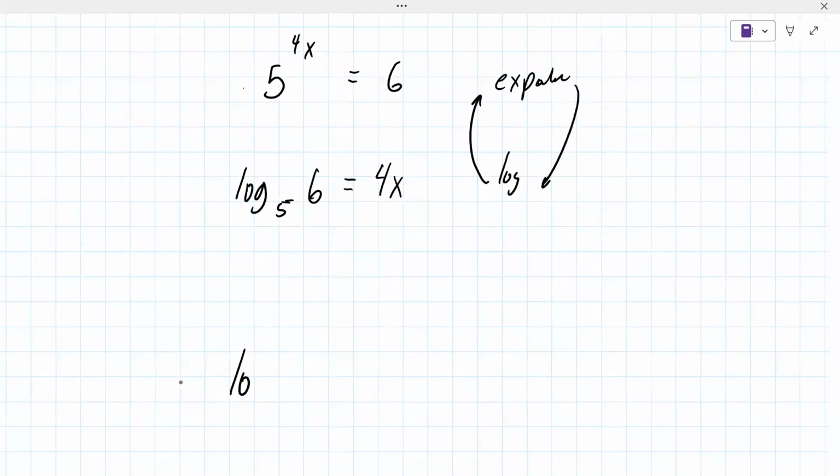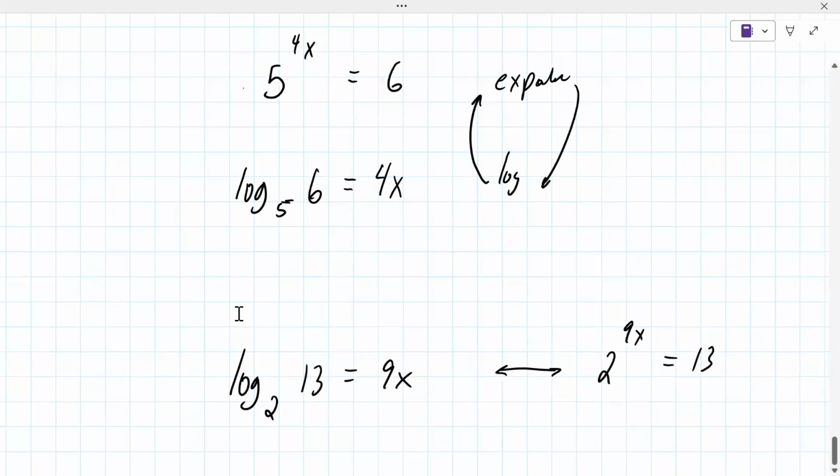But what if it's log base 2 of 13 equals 9x? Could you write this in exponential form? It would be 2 to the power of 9x equals 13. Yes. Now we're doing too many problems that are the same here, so let me mix this up a little bit.